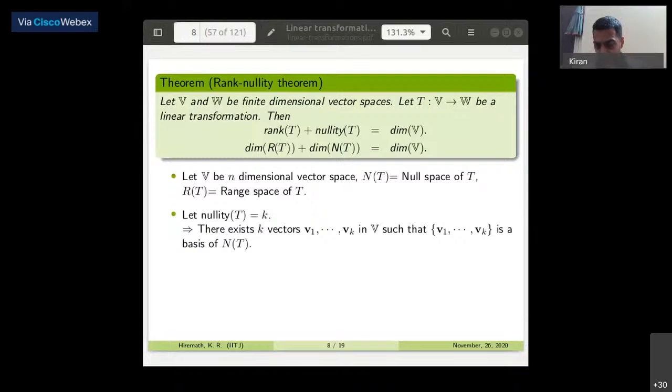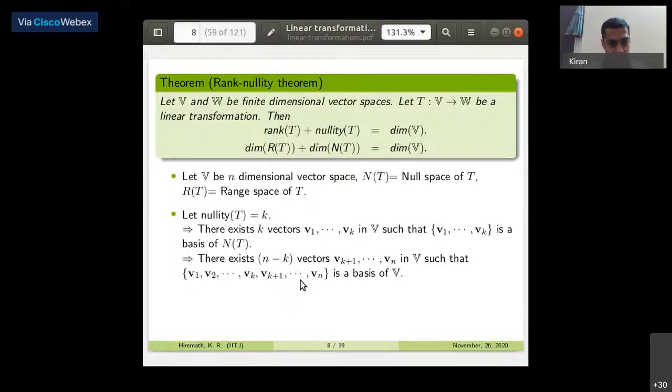Sindhu is saying that it means that n minus k have a nonzero image. What is the other way of saying it? It means that there are another n minus k vectors, vk+1, vk+2, till vn in V, such that if I consider v1, v2, till vk and add these additional elements, they form a basis of V.